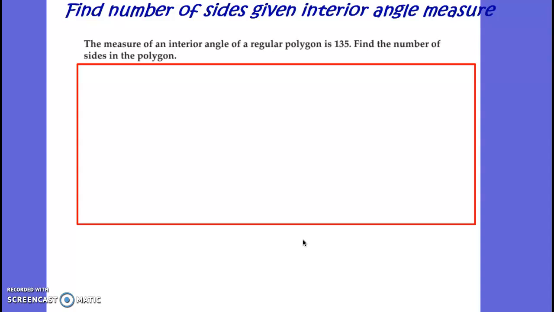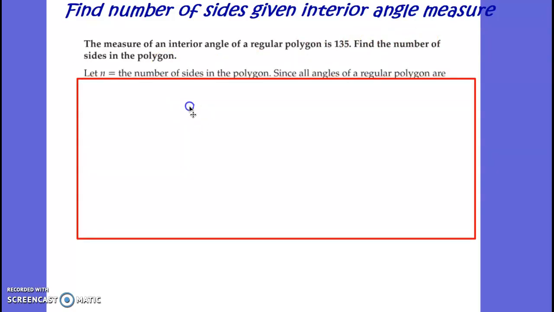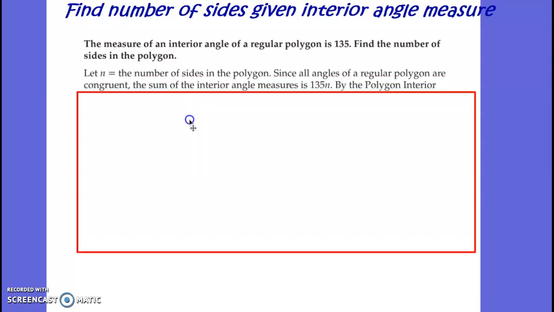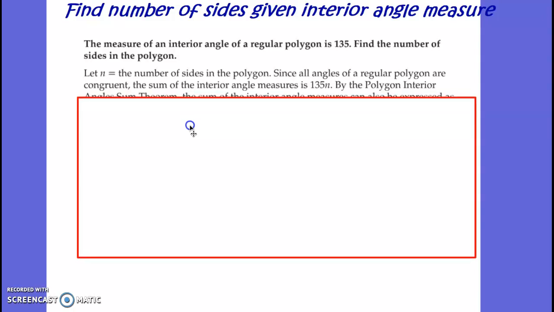For this next example, we want to find the number of sides given our interior angle measure. So the measure of the interior angle of a regular polygon is 135. Find the number of the sides in that polygon. So let n equal the number of sides in the polygon. Since all of our sides of a regular polygon are congruent, the sum of the interior angle measures is 135 times n, or the number of sides.